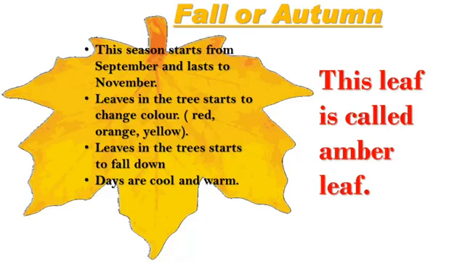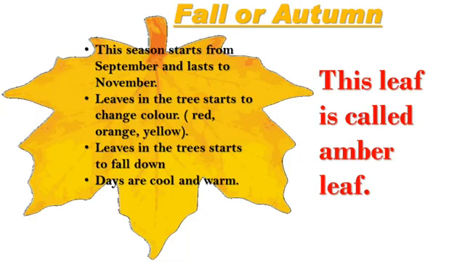This season starts from September and lasts to November. So, this season starts from September and it ends in November. Leaves in the tree start to change the color. So during these months, the color of the leaves start to change from red, orange, yellow. Some leaves will be red, some leaves will be orange, and some leaves will be yellow or light green in color. Leaves in the trees start to fall down.